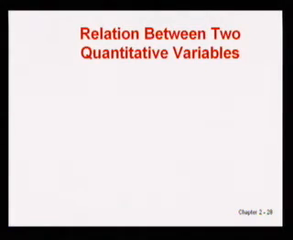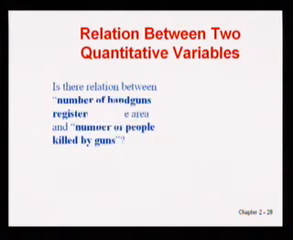Now, how about when we have two quantitative variables? How do we organize or study two quantitative variables and their correlation? The example I use here is that one variable is the number of handguns registered, and the other variable is the number of people killed by handguns. Is there a correlation between these two numbers?